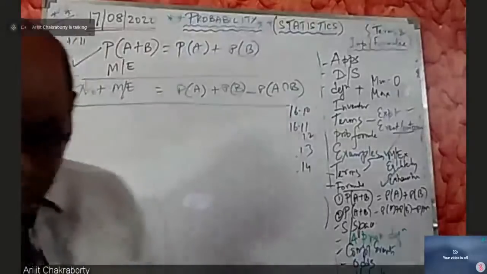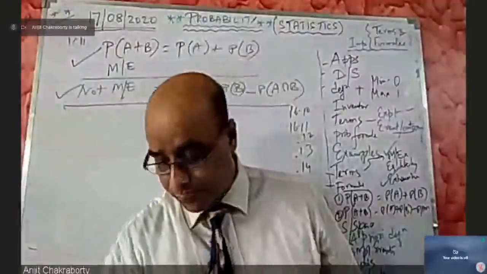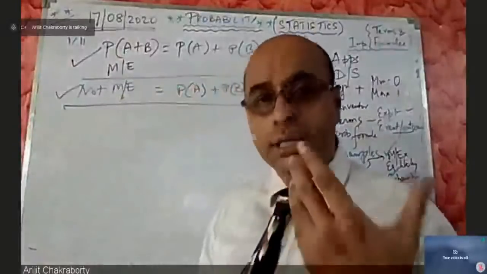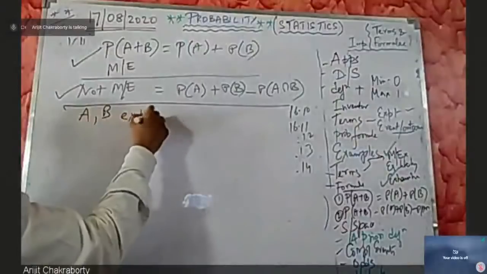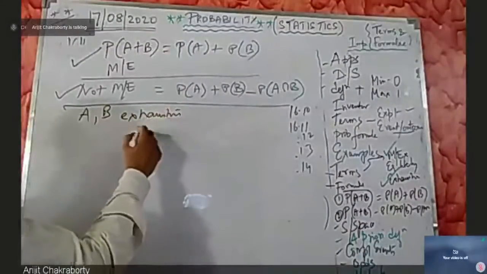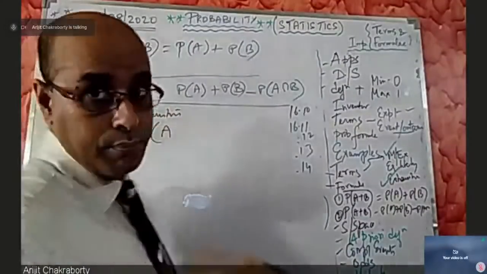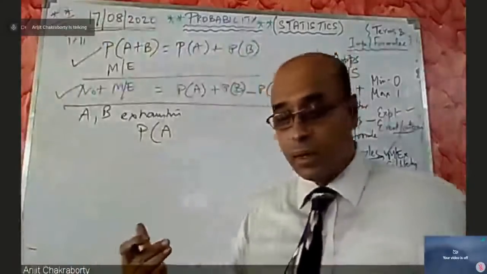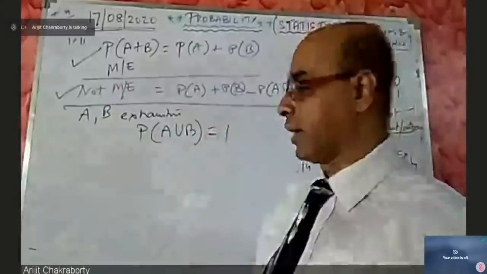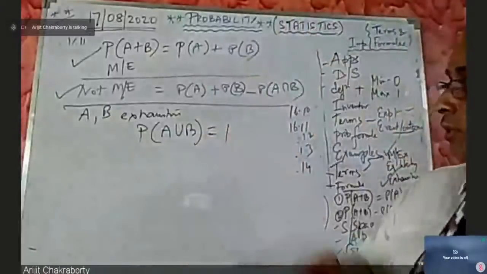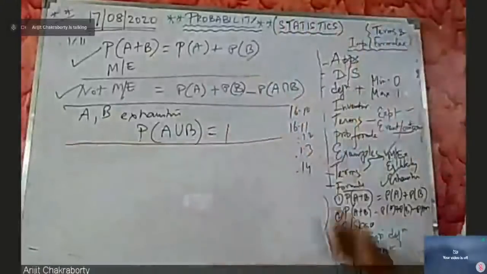Another important formula: if I say that A and B are exhaustive, that means P(A plus B), or P(A union B), has to be equal to 1. So this is another important formula, please keep a note.